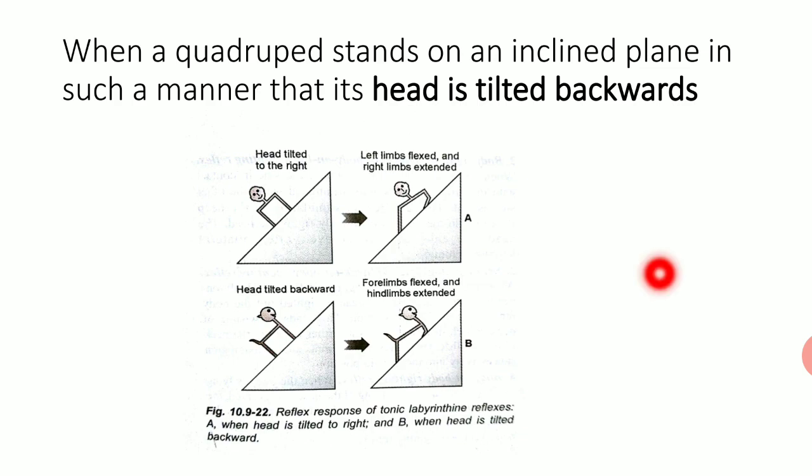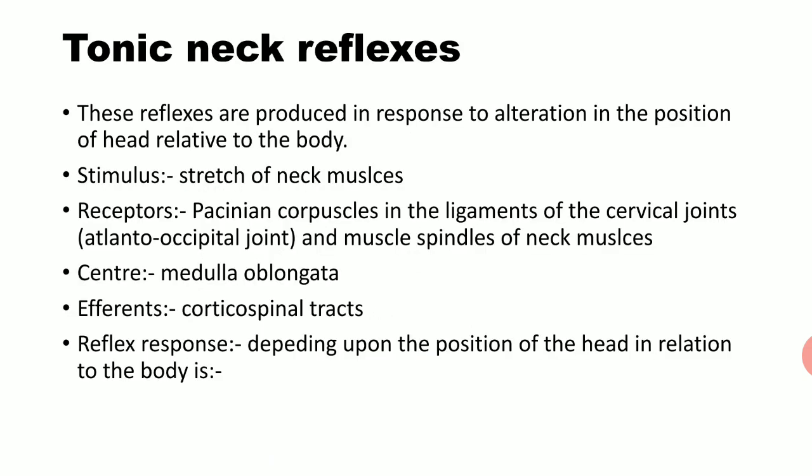Now another response: when a quadruped stands on an inclined plane in such a manner that the head is tilted backwards, as you can see in figure B. What is the reflex response? Forelimbs are flexed and hind limbs are extended. So this is tonic labyrinthine reflex.